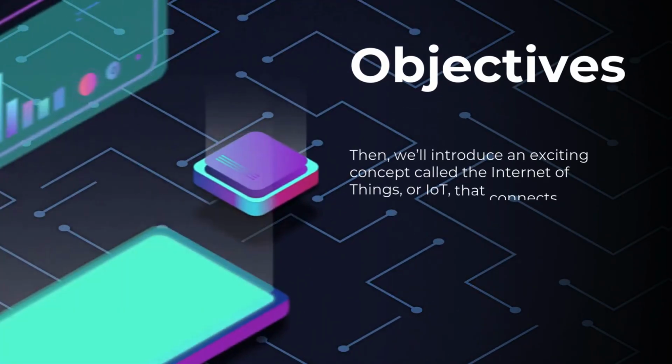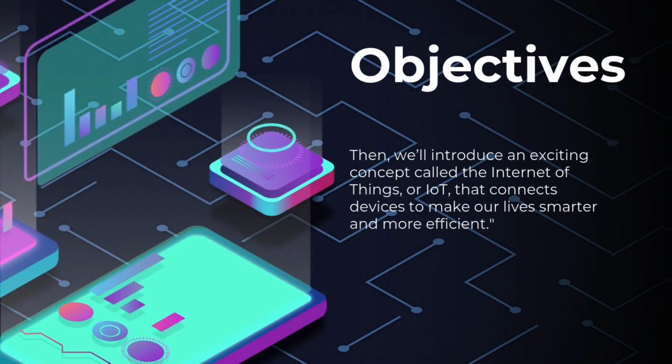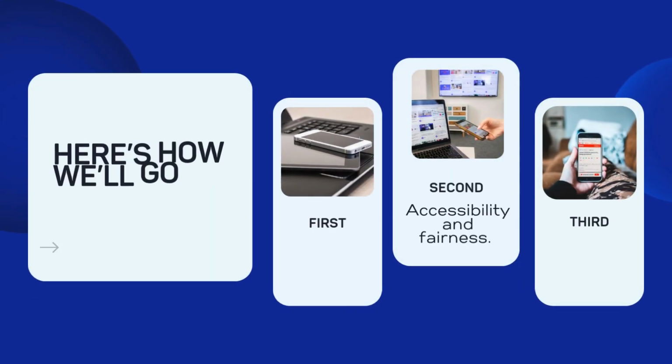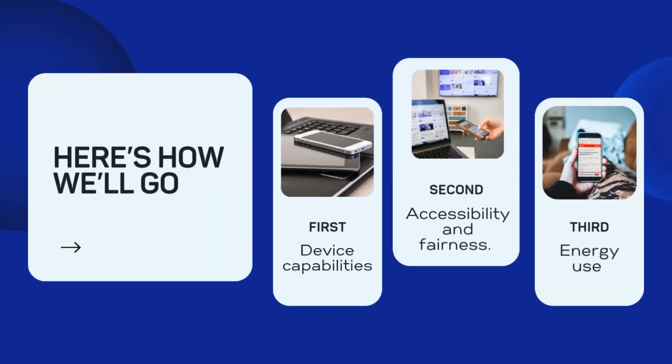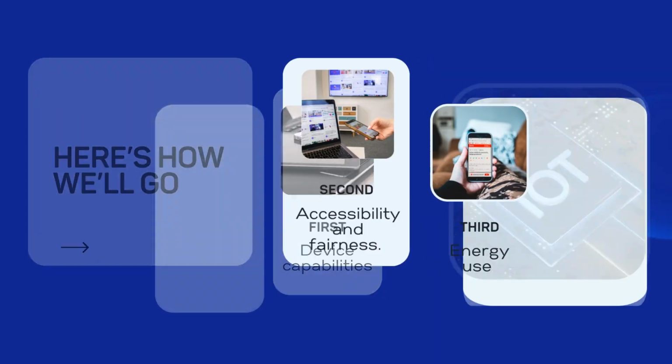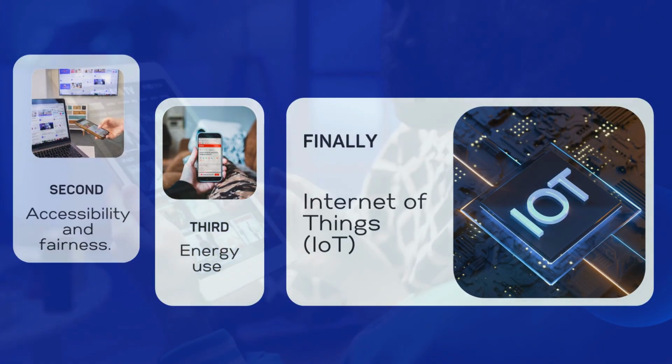Then, we'll introduce an exciting concept called the Internet of Things, or IoT, that connects devices to make our lives smarter and more efficient. Here's how we'll go. First, we'll look at device capabilities. Second, we'll think about accessibility and fairness. Third, we'll consider energy use. Finally, we'll connect it all through the Internet of Things.